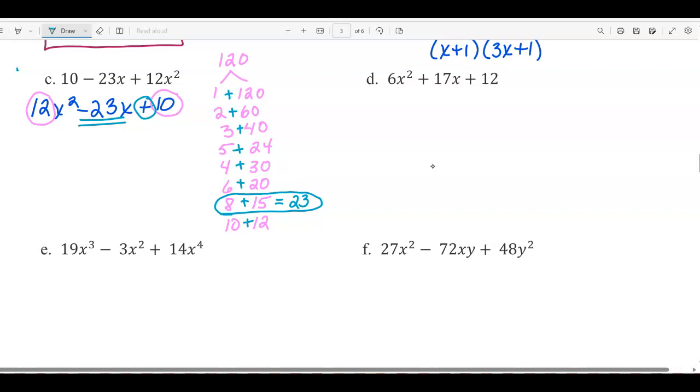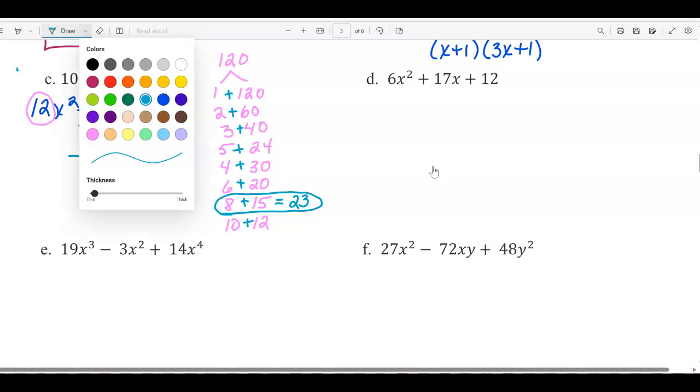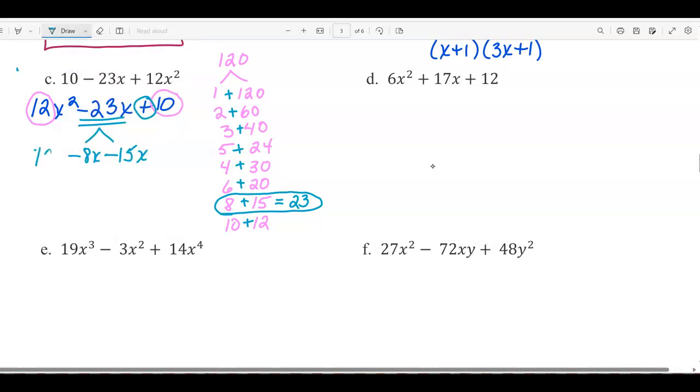So I'm now going to rewrite that 23 as 8x and 15x. And since the signs are the same, I know my factors will be the same and they'll both be negatives. Okay, so following those rules we learned in the last section. So in front I have the 12x squared, and in back I have the 10. I'm now going to factor by grouping. So group the first two and the last two.